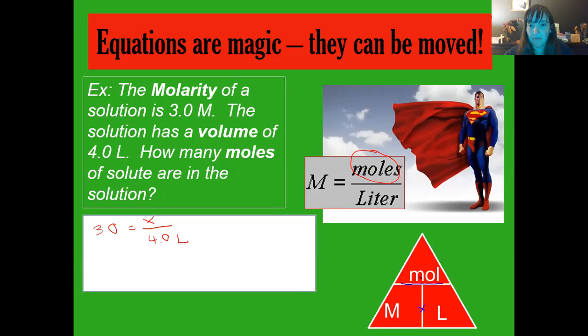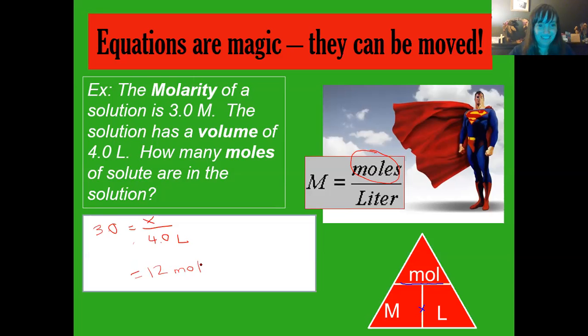Great. What about in this case, I want moles. So you cover up moles. What's left? Molarity times liters. So that's 3 times 4. Say you wanted liters, volume. You cover up liters. What's left? Moles divided by molarity. It's just another fun way to do algebra. So in this case, either way, we're going to end up with multiplying both sides by 4. So that equals 12 moles.